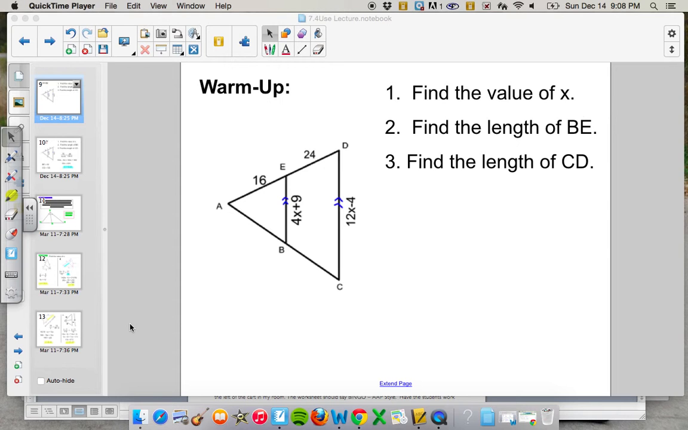The thing that I want you to do first is find the value of x, find the length of BE, and then find the length of CD. Again, you just have to do this on a scrap sheet of paper. You don't have to fill this out in your notebooks. Please pause the video until the majority of people have completed the warm-up.